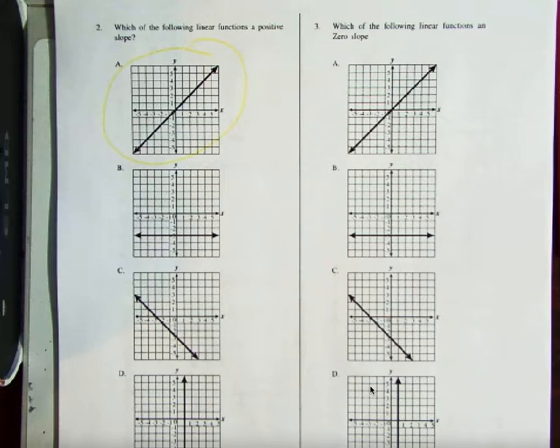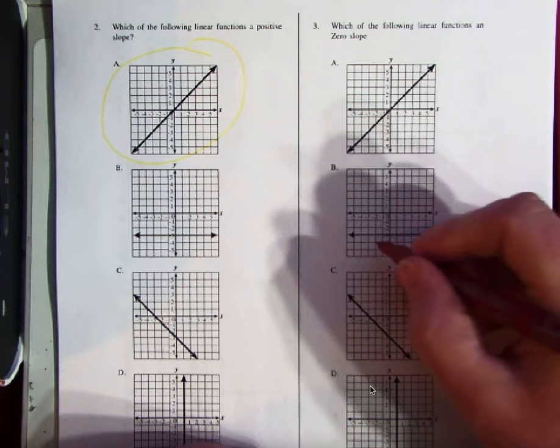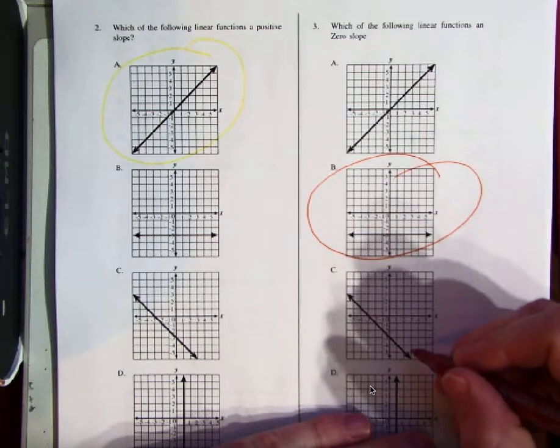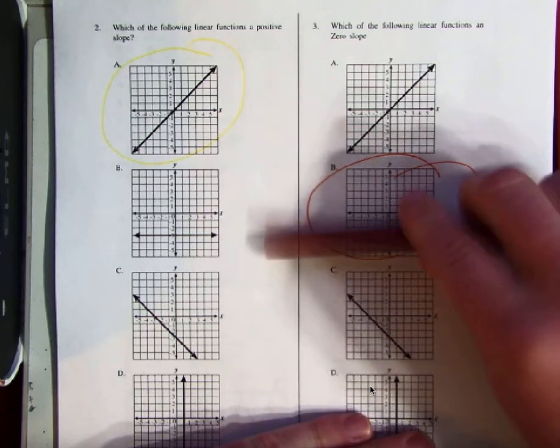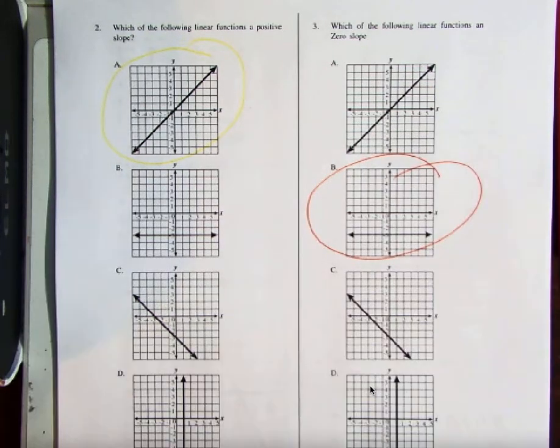And which of the following linear functions has a slope of 0? 0 slope means 0 steepness. So horizontal lines have a 0 slope. So here you go. It's flat. It's not steep at all. So that's our 0 slope. So that was 2 and 3.